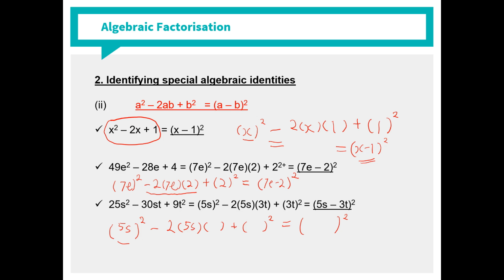Okay, and let's look at the last term, which is 9t squared. That's actually equal to 3t whole thing squared. So I'll put 3t here. Let's check the middle term. 2 times 5s times 3t will be equal to negative 30st. So the math checks out. That will be equal to 5s minus 3t whole thing squared. Okay, so this is how you are supposed to use the second special algebraic identity.